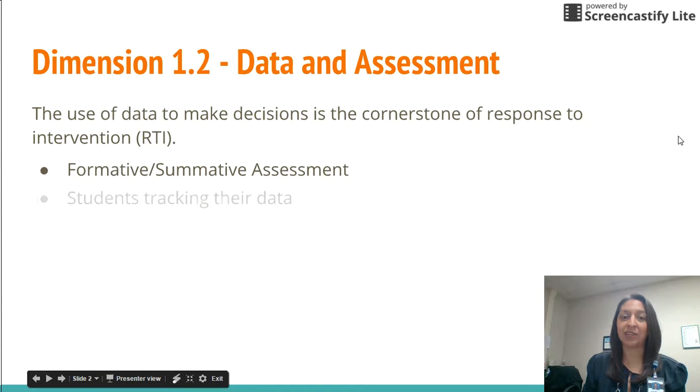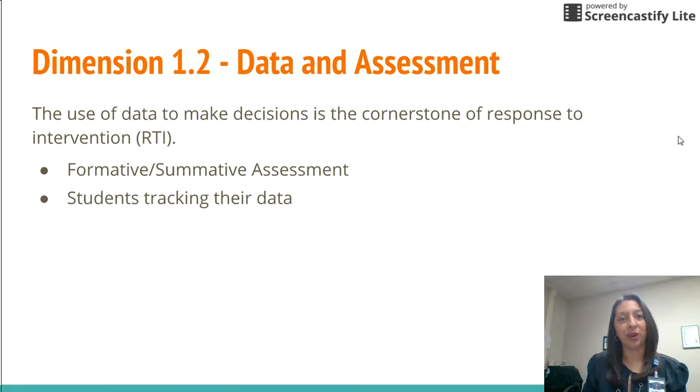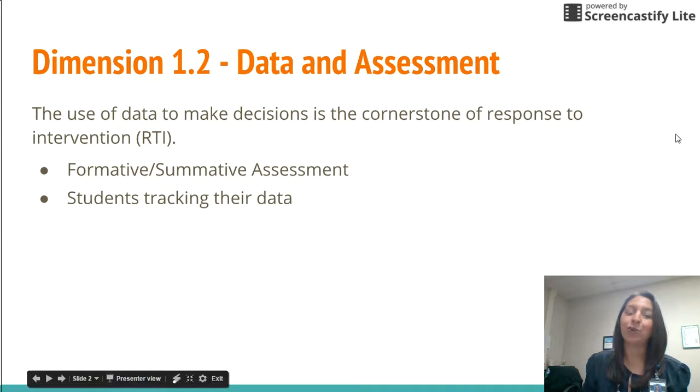You must use the data to drive the instruction. Teach students to track their own progress. And yes, this can be done throughout all of the grade levels. But just remember, use what is appropriate for you and what's going to be appropriate for your students.